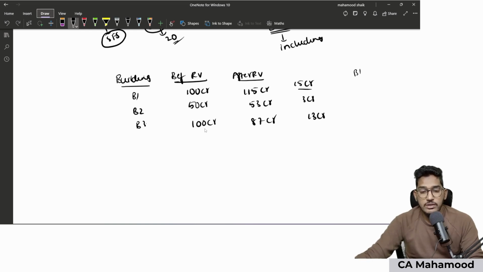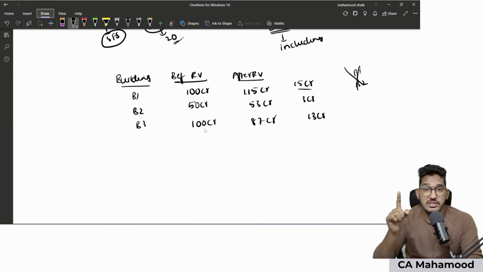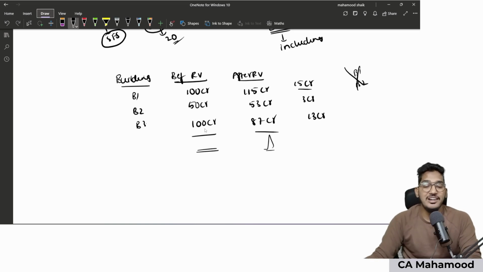Will you say I will report the amount of change for building 1 and building 2? You are absolutely wrong. You are required to tell the amount of revaluation if the change is 10% or more, not for individual asset. If the change is 10% or more, for the aggregate of entire class of PPE.